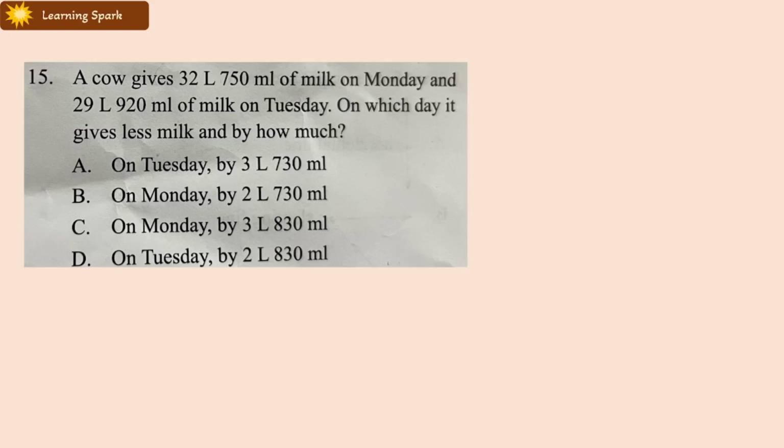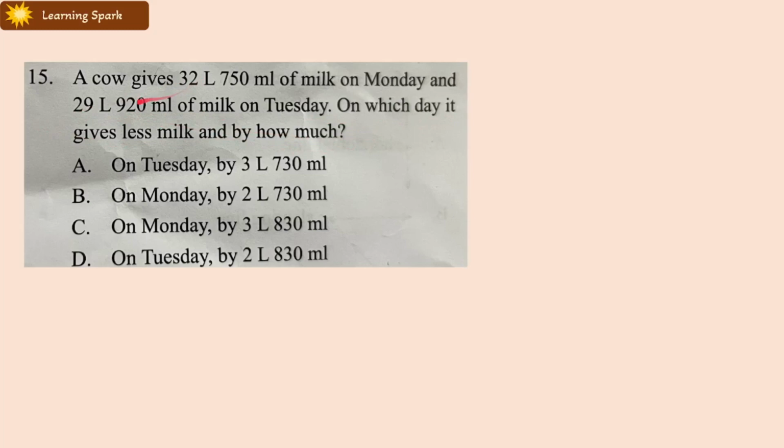Let's solve this together now. If you haven't solved it, please feel free to pause the video and solve it first. So let's proceed. It says that a cow gives 32 liter 750 milliliter milk on Monday, and 29 liter 920 milliliter milk on Tuesday. On which day does it give less milk and by how much?